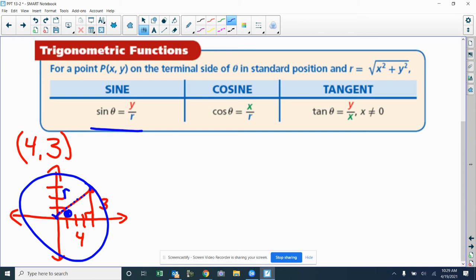There's your angle, your reference angle. Okay? So what's the first thing we gotta find? We gotta find that hypotenuse. How are we going to find it? A squared plus b squared equals c squared. Find it, right now, find it.